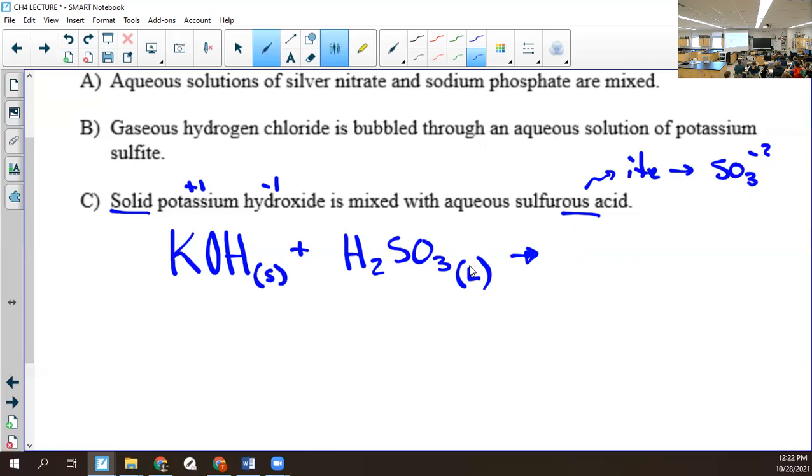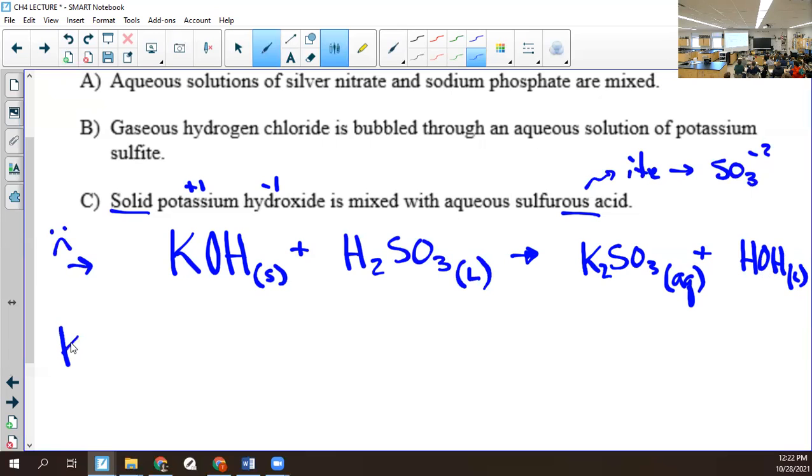Then I do my switching around and I get K hanging out with SO3, which would really mean it's K2SO3. We should remember family 1s pretty much always make things that are aqueous, correct? Plus what's left over, HOH, and that would be a liquid. There are no spectator ions. This is not the net ionic equation.